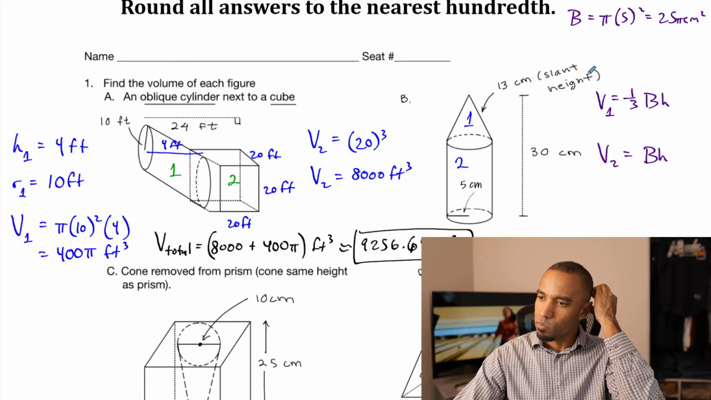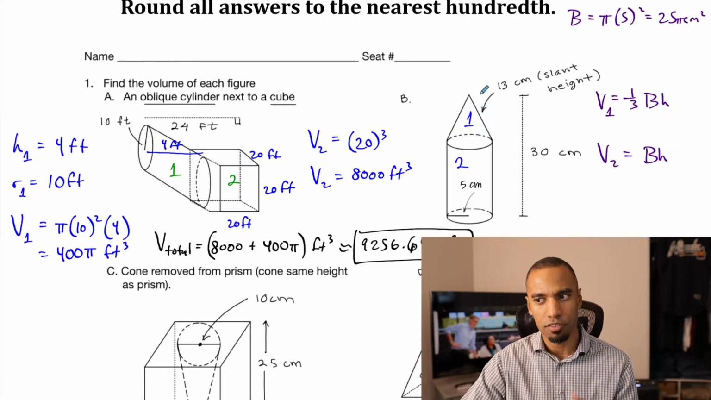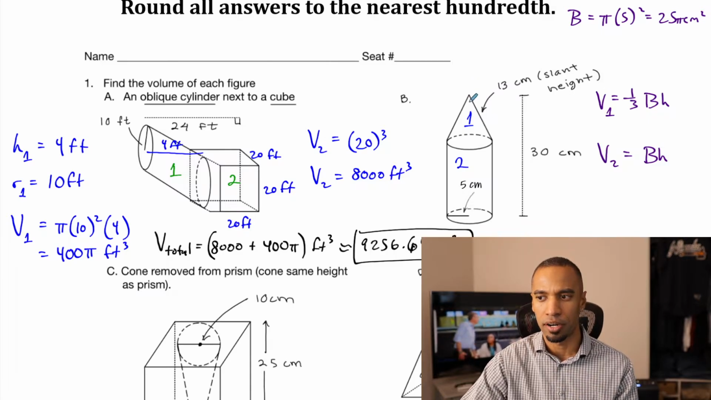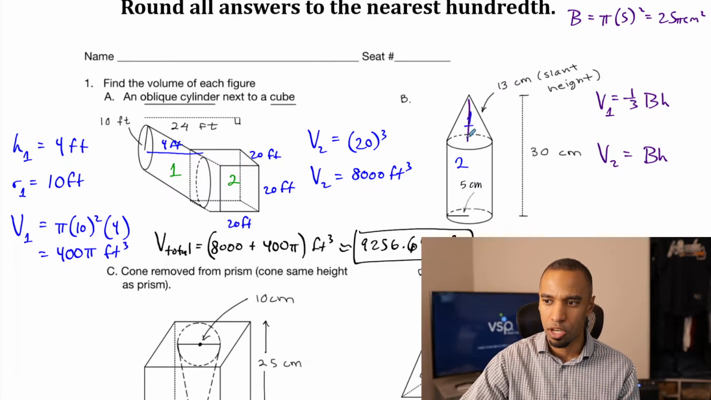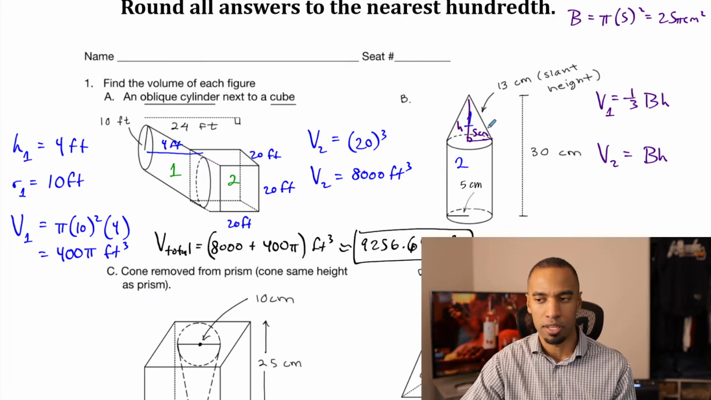The height of object 1, the height of the cone, I still have to find using the Pythagorean theorem here because this is going to be going down the center. That's the h I need to find. And we know that this radius is 5 centimeters no matter what. We got a slant height of 13 centimeters right there.